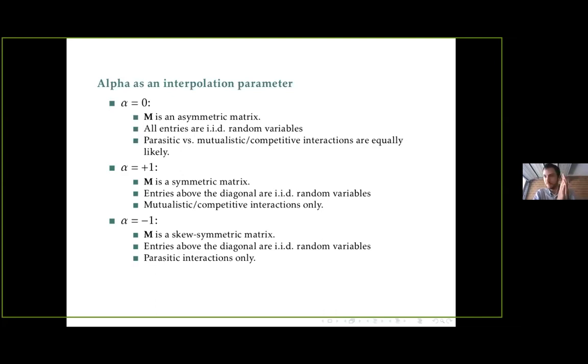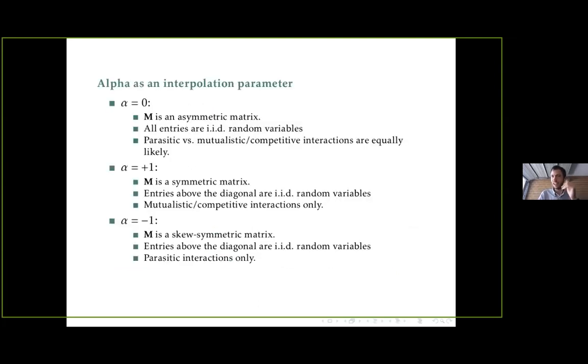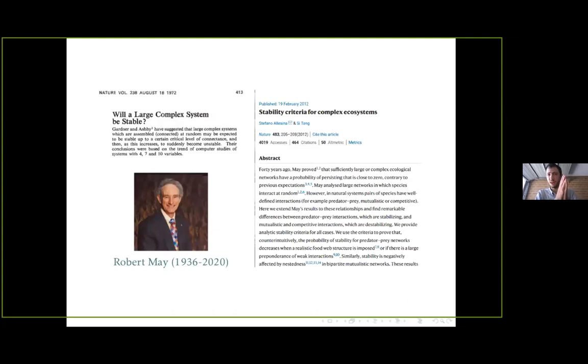Okay, so I kind of pulled this model out of the blue, but I have actually not just pulled it out of the blue because somebody else had done exactly this model. It really goes back to one of the pioneers of complex systems in general, our Australian friend, Bob May, who sadly passed away earlier this year. He has one of many famous papers in 72 in Nature, called "Will a Large Complex System Be Stable?" The model he considered is essentially the alpha equal to zero case of what I just described.